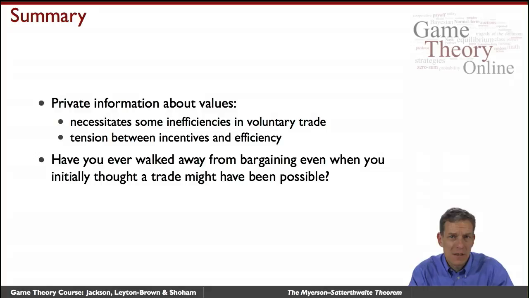And this begins to explain this question of why do we have strikes? Why do we have breakdowns? Why don't we always come to an agreement? And you can ask yourself, have you ever walked away from a bargain when you thought that a trade might really be possible? So sometimes we're going to be forced to leave things on the table, and that's a powerful result. And understanding this is really important in understanding why some inefficiency exists in the world and why we're going to have difficulties getting around them.